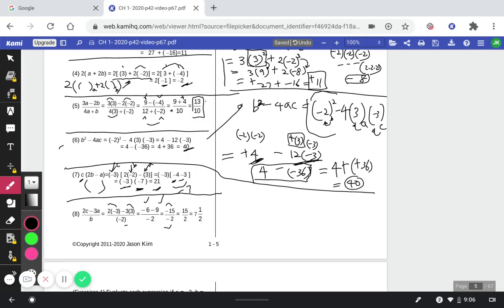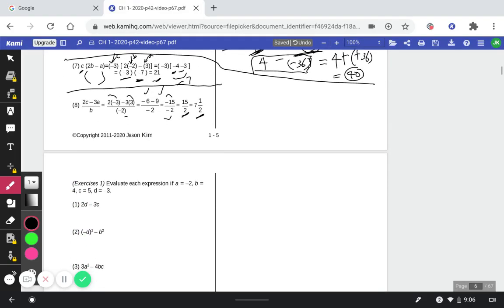So we have division of signed numbers. So 2 negatives become positive, and 15 divided by 2 is 15 over 2. You could write it in decimal, or you can write this improper fraction, 15 over 2, as a mixed number, which is 7.5. So your final answer becomes 7.5.